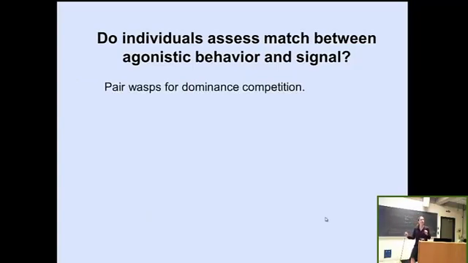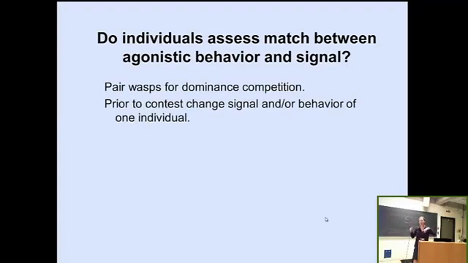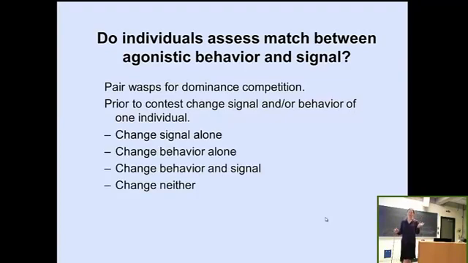But fortunately, wasps are a pretty good system to do this experiment, so we set up an experiment to test it. What we did is we took 2 wasps and we had them fight. Before the fight, we changed the signal and or behavior of one individual. We changed the signal with paint, and we changed the behavior with juvenile hormone. Previous work in wasps has shown that juvenile hormone is correlated with dominance, and if you treat wasps with juvenile hormone, they're more likely to win contests. So this is a good way to do the manipulation.